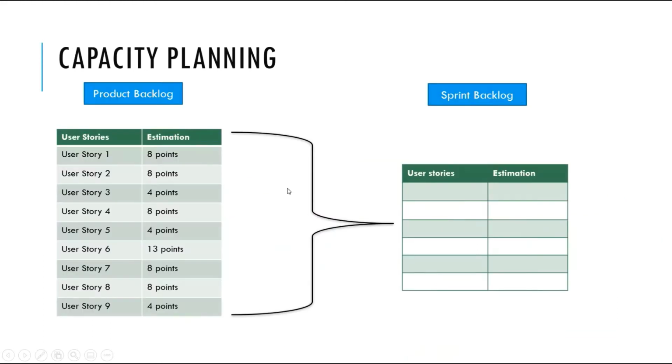As you can see, in the sprint planning meeting, the product owner will present the product backlog to the team, which is refined and story pointed. Now the next step is to pull the user stories into the sprint. To do this, there is a need to do capacity planning.